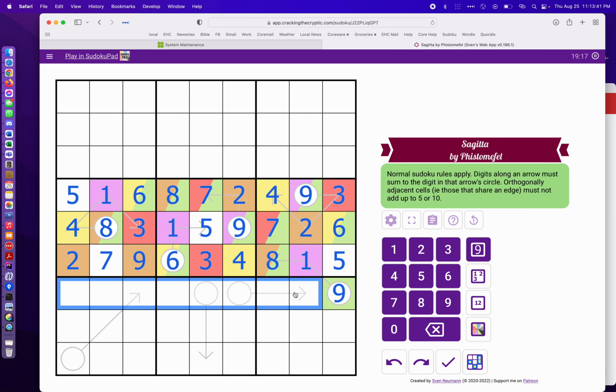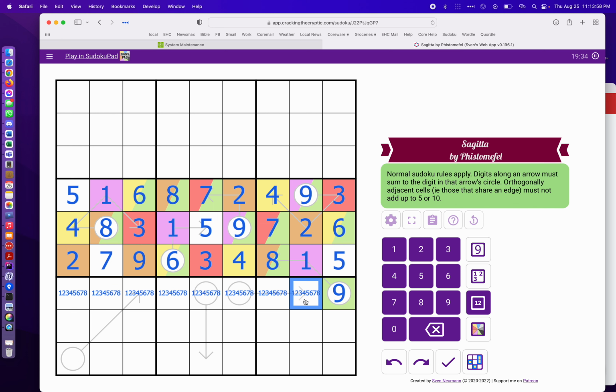Now we just need to go through and add row by row, making sure not to have any orthogonally adjacent cells that add up to 5 or 10. I find this is unconventional, but I find it's easiest. So this one can't be a 1 or a 2. It can't be a 4. This one can't be a 4, 7, or 8. It also can't be a 2. This one can't be a 2, 4. It can't be a 6 or a 1.